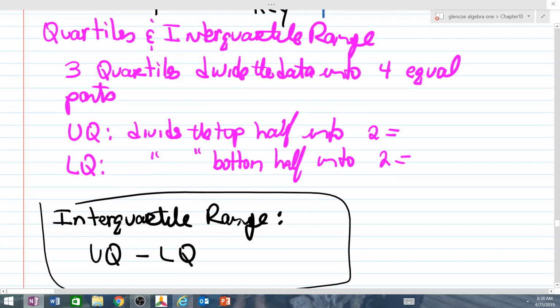Quartiles and interquartile ranges. There are 3 quartiles that divide the data into 4 equal parts. The upper quartile divides the top half into 2 equal parts, and the lower quartile divides the bottom half into 2 equal parts.